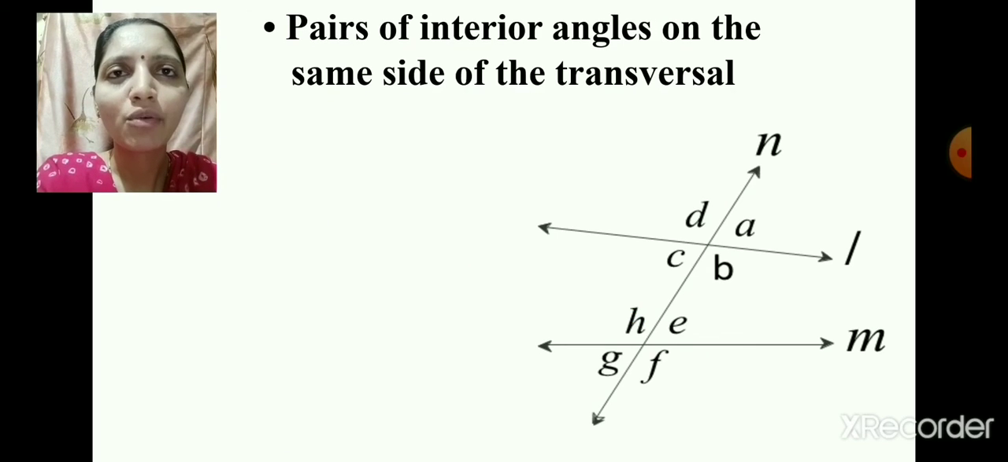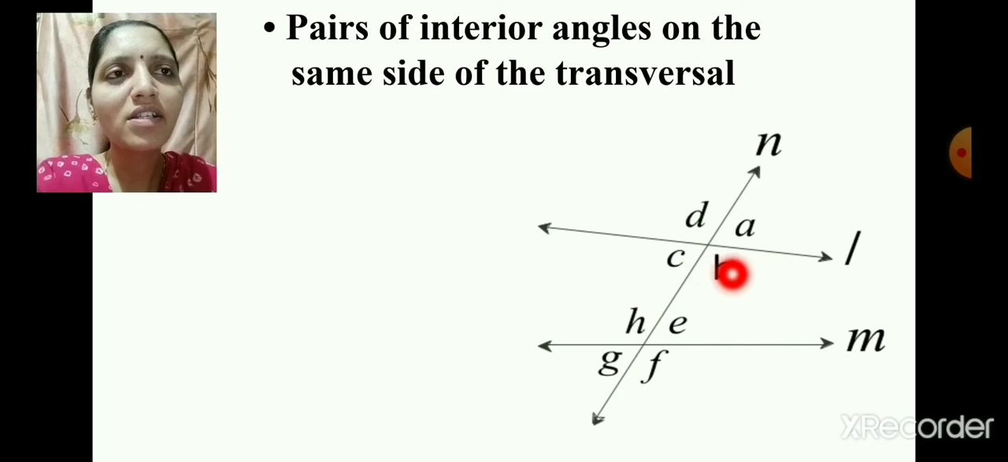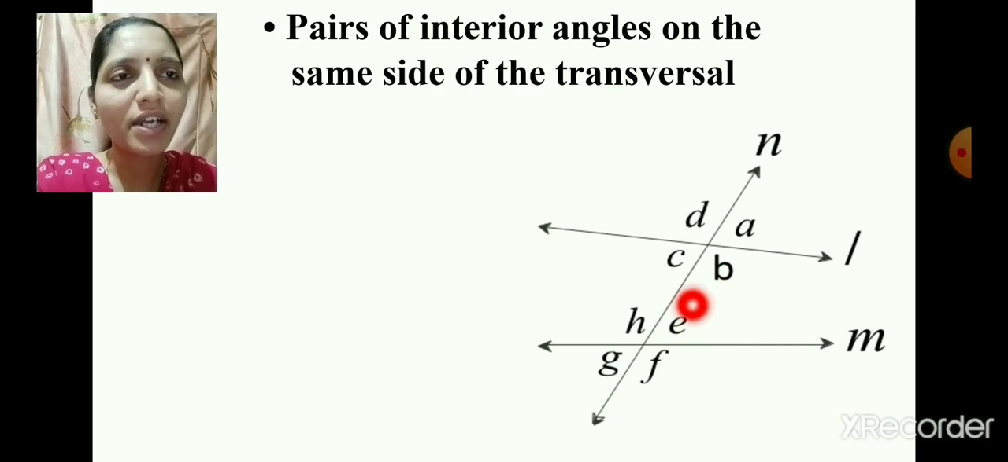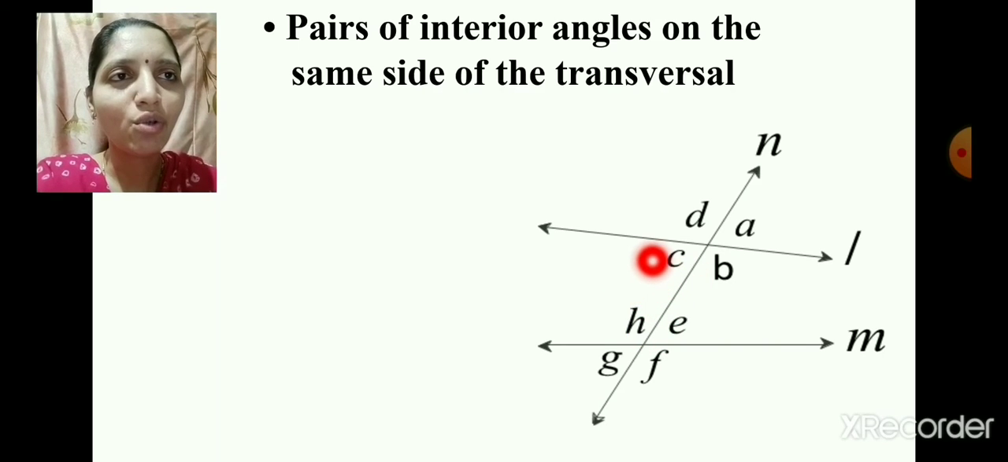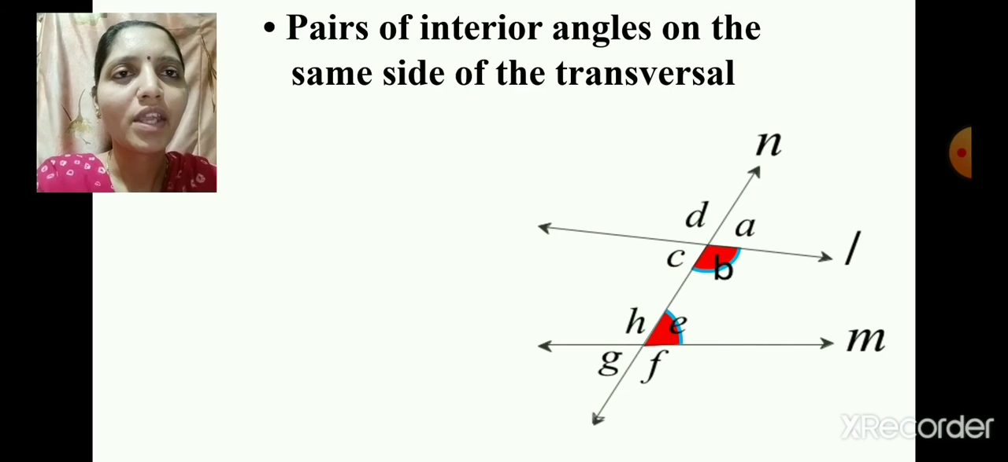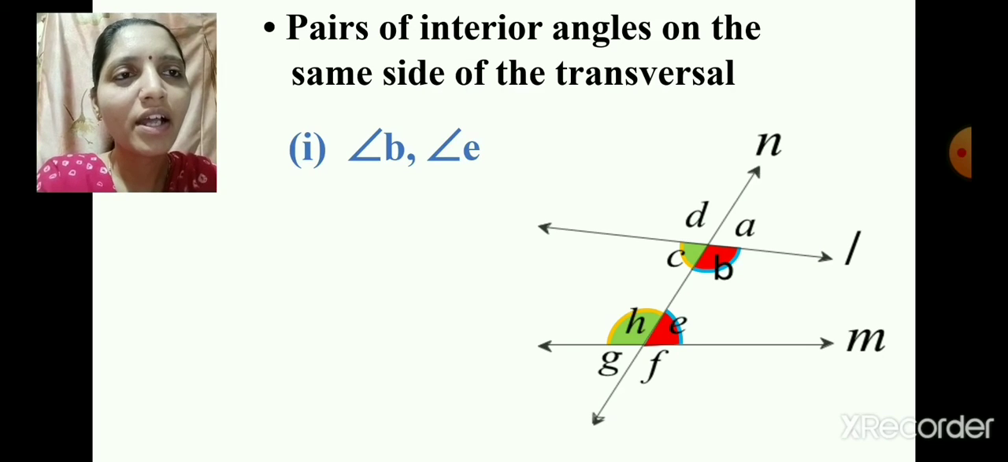Now we will learn about the pairs of interior angles on the same side of a transversal. This is the transversal and these are the interior angles. So angle B and angle E are on the same side. Similarly, angle C and angle H are on the same side. And we know that such interior angles are supplementary. So let's write down angle B and angle E as the first pair, and angle C and angle H as the second pair.